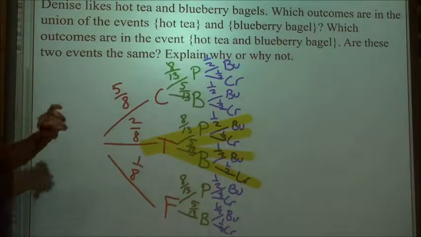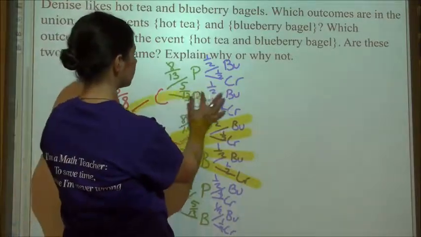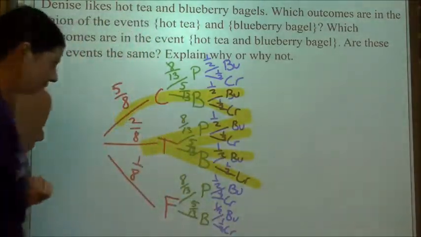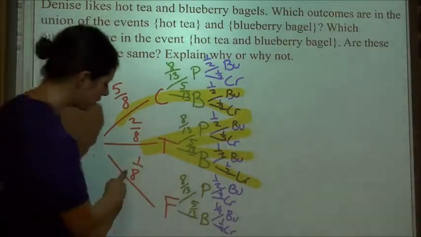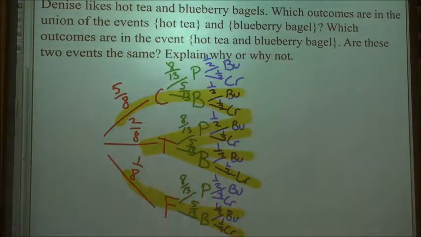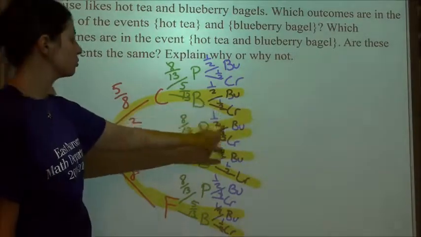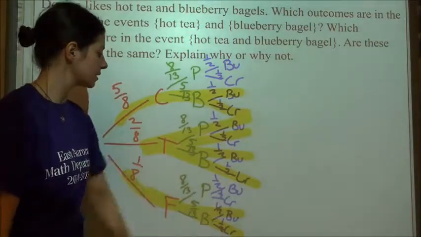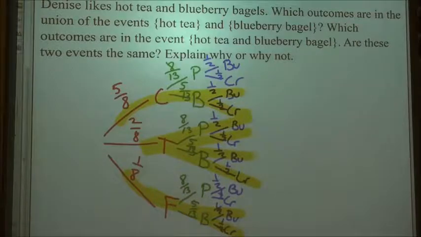So now at this top one, she's not going to get hot tea, but she will get a blueberry bagel for both of these bottom ones. And then for this bottom one, she's still not getting hot tea, but again, she's going to get a blueberry bagel for some of them. So the union, we've got 1, 2, 3, 4, 5, 6, 7, 8. So she's got 8 possible combinations.